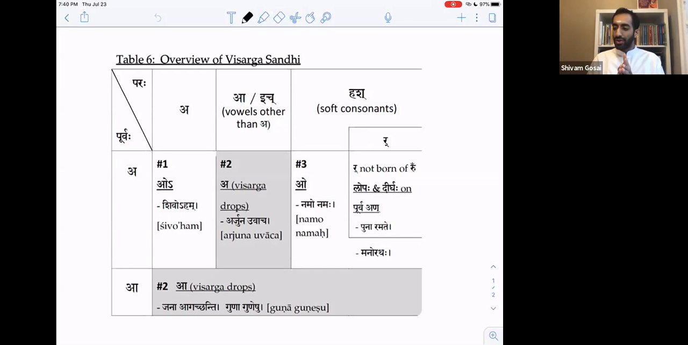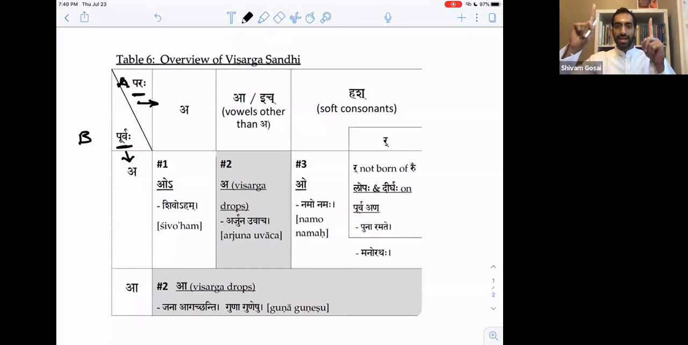If you look at this chart, you'll see here we see Purva and you see Paraha. Everything going down in the column, the Purva, is previous, is before the Visarga, and everything after is called Paraha, after. So if that helps, you can write before and you can write after the Visarga.